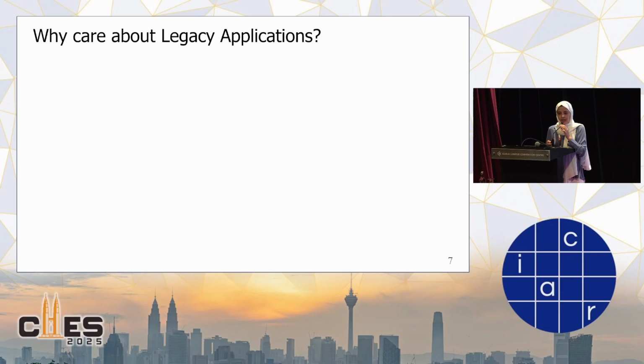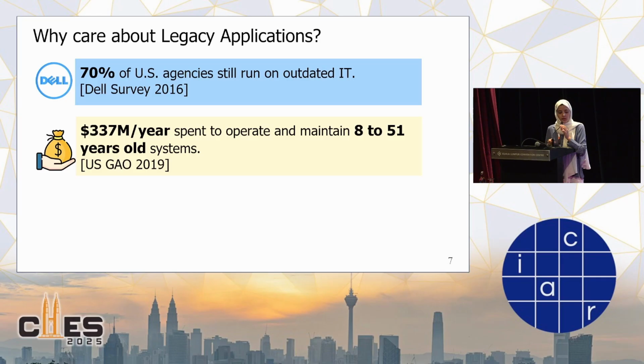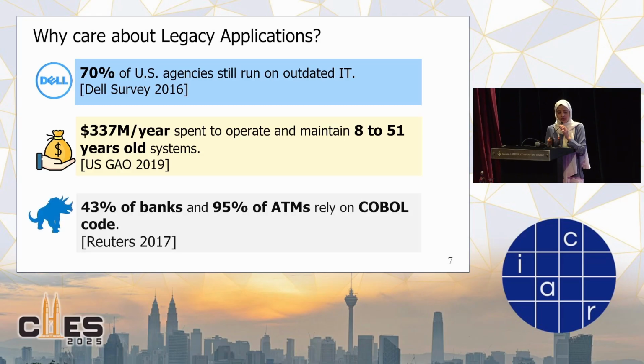But why do we even care about these applications that were written long back? Well, it's because they are still relevant. For example, a Dell survey in 2016 reported that 70% of the US agencies still use outdated software. The US Government Accountability Office claims that millions of dollars are spent every year to maintain around 50-year-old legacy systems. Even in critical sectors like banking, they still depend on legacy applications, with around 43% of banks and 95% of ATMs using COBOL code that was written decades ago. So the continuous use of legacy applications in critical sectors makes it very essential to think about their protection.